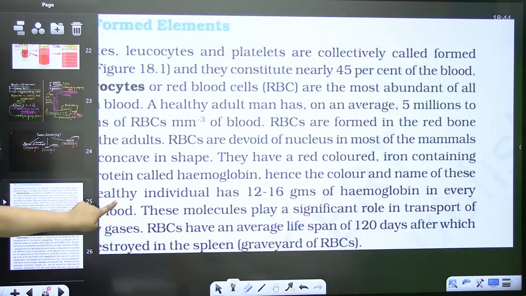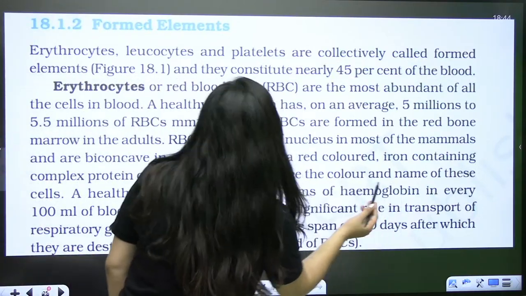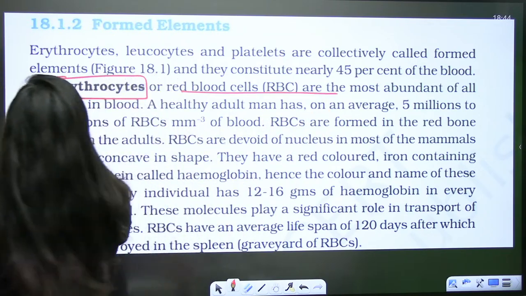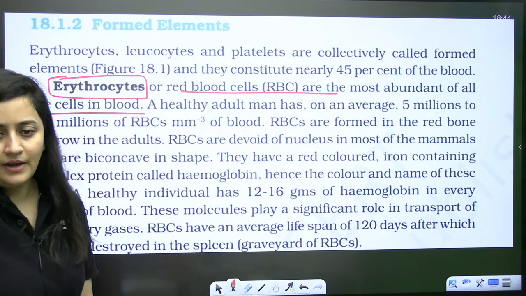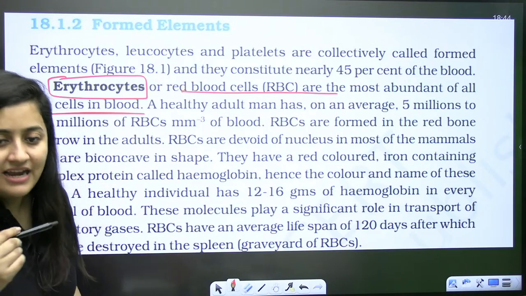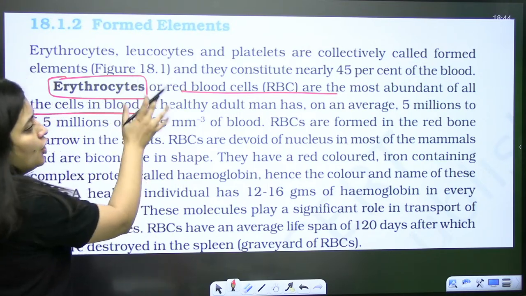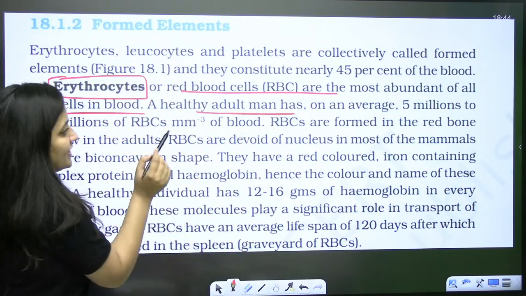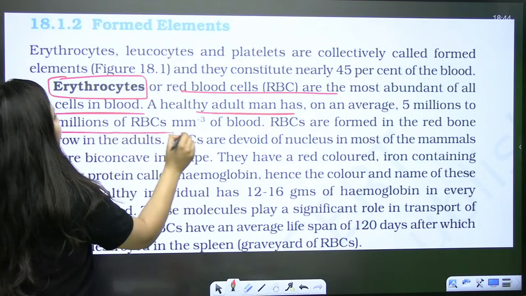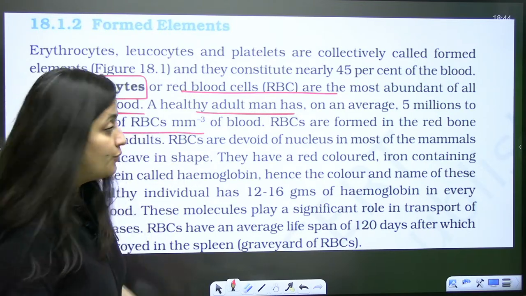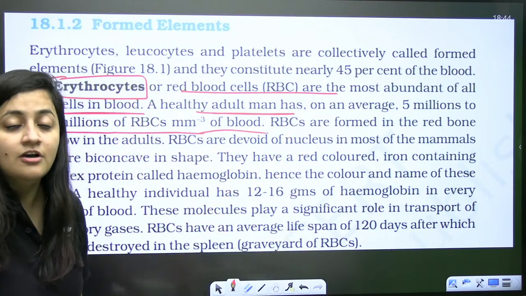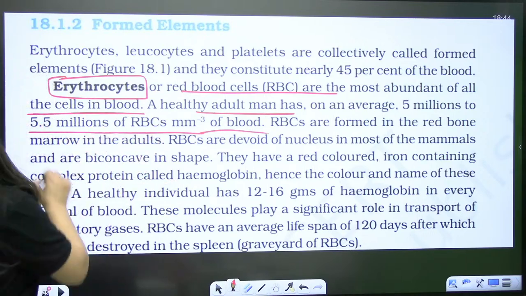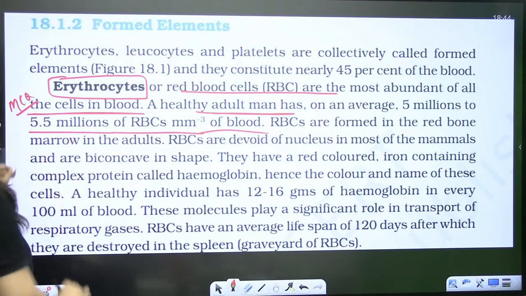So let's start with erythrocytes, your RBCs. They are the most abundant of all the cells of the blood. In a healthy adult man, on average, there are 5 million to 5.5 million RBCs per cubic mm of blood. Clear, bache? That information is important. Please note it down.